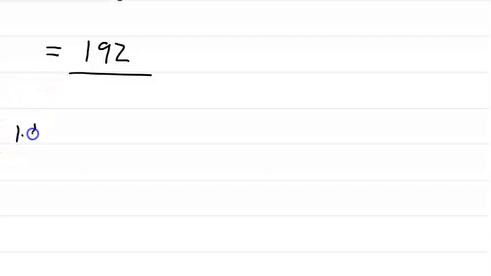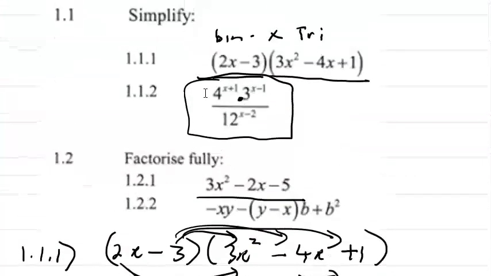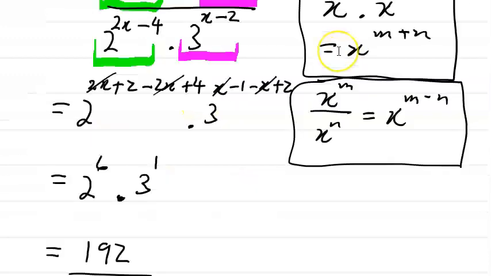Let's look at 1.2.1. Let's write the question down. And the question there is now 3x squared minus 2x minus 5. So we have 3x squared minus 2x minus 5. 3x squared minus 2x minus 5.